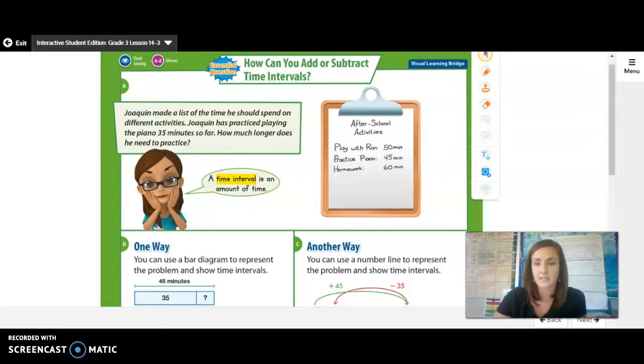All right, so we need to look at our after-school activities. It's saying that he has already spent 35 minutes on doing what? On playing the piano. So if we look here, it says plays with Ron for 50 minutes, practice the piano for 45 minutes, and then homework for 60 minutes. Well, what we're looking at is practicing the piano. We do not have to look at his playing with Ron or his homework. So he needs a total of 45 minutes to practice the piano. Right now, he only has 35 minutes.